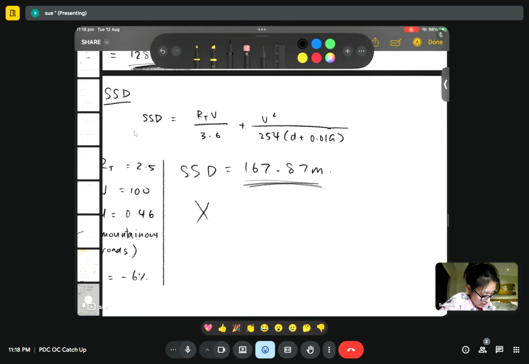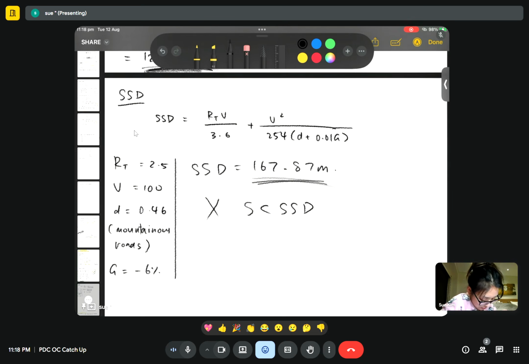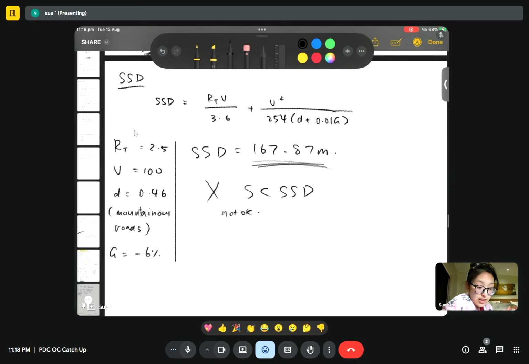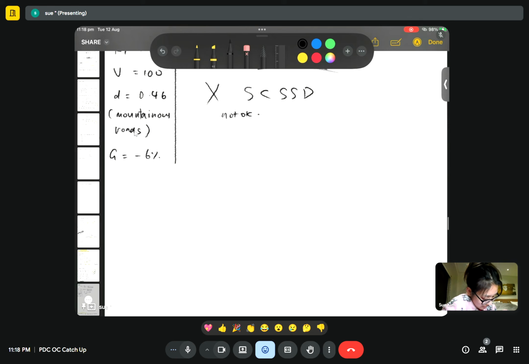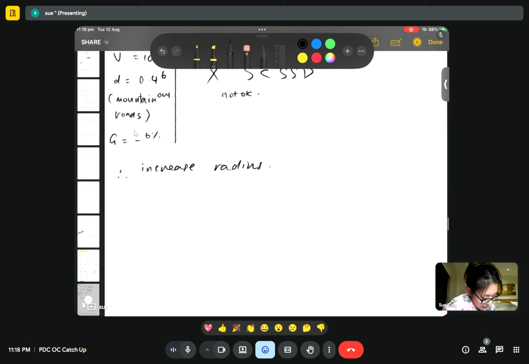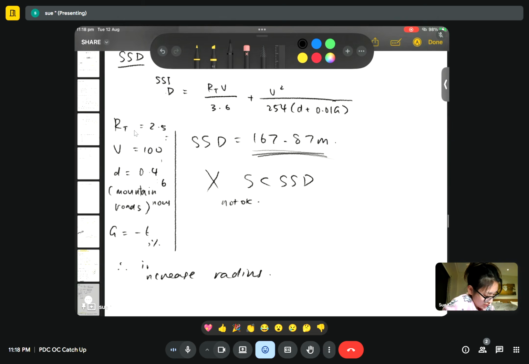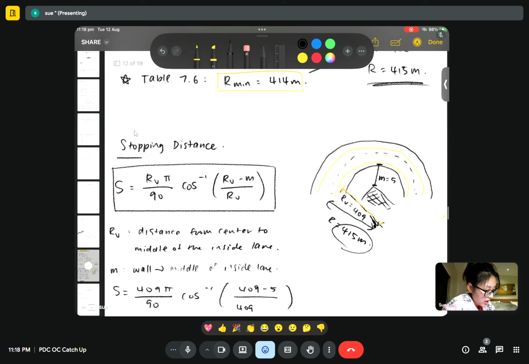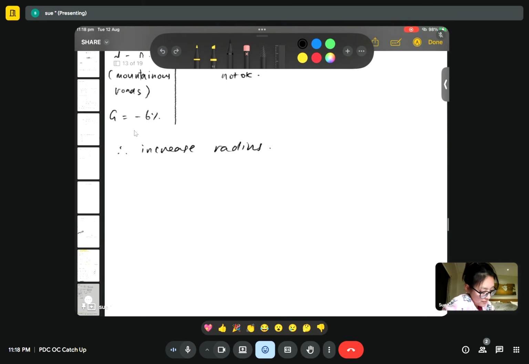So the stopping distance is less than the stopping sight distance, so it's bad. You don't have enough time to stop, so not okay. So what I'm going to have to do is, this radius needs to increase. What should I increase the radius to? Right now it's 415 meters. Let me increase it to a really random number. R equals 720 meters.